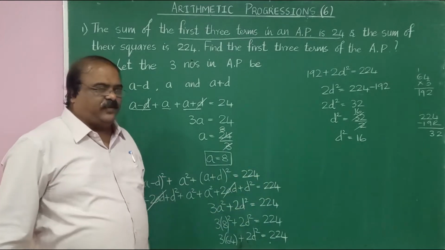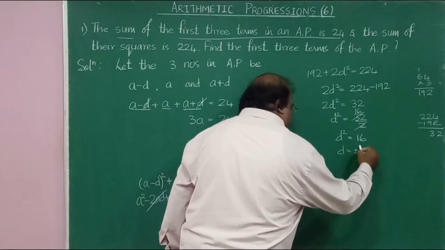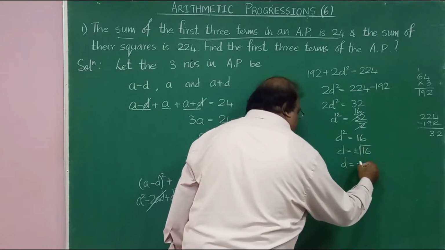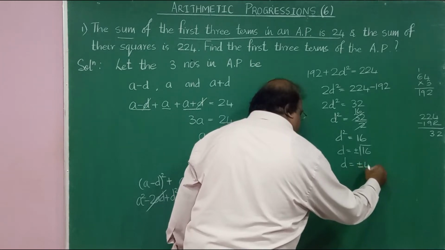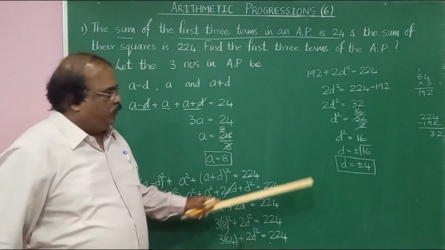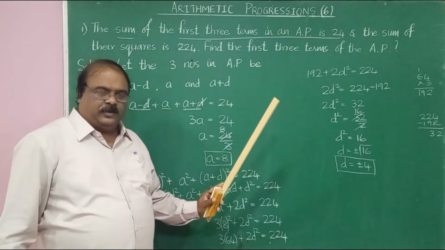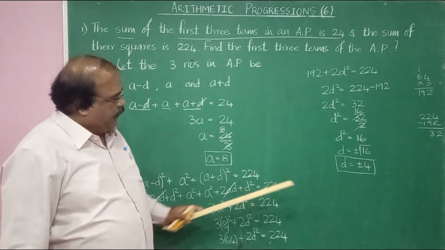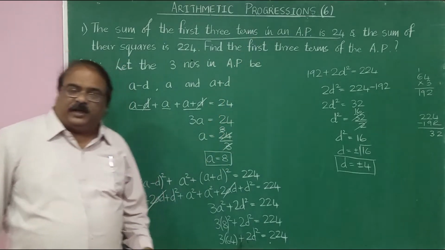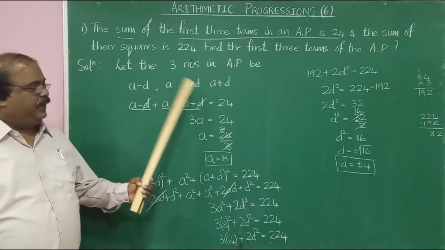Once you know that D squared is 16, what will be the value of D? D will be plus or minus square root of 16. Now the square root of 16 can be plus 4 and also minus 4. Remember, common difference can be positive as well as negative. So now I know the value of A, I also know the value of D. I asked you to find the first three terms of the AP. I had assumed the three terms to be A minus D, A and A plus D.